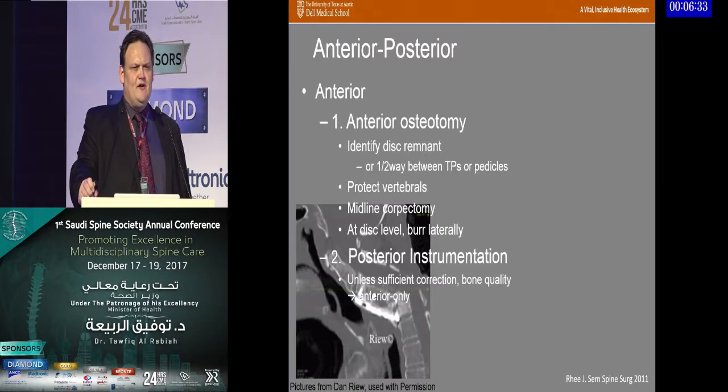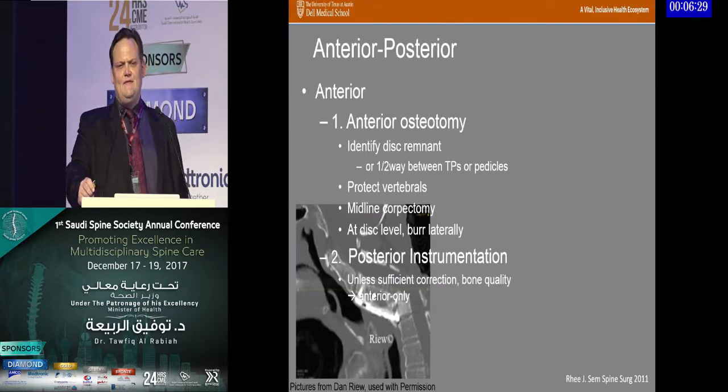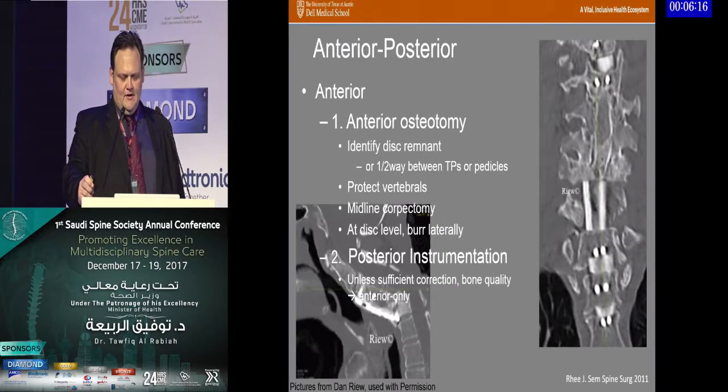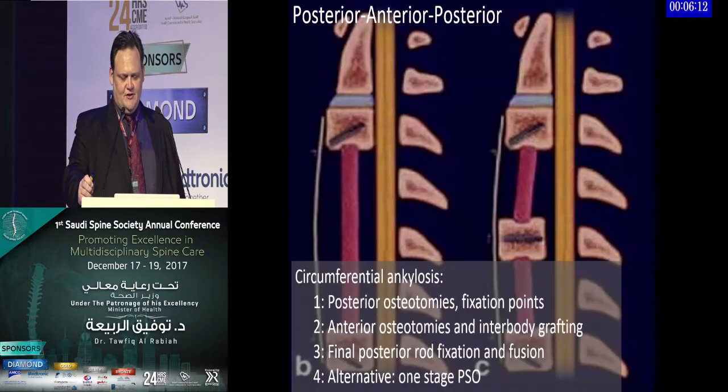The critical issue here is to take a Verbiest approach between the longus colli and capitis, and identify the vertebrals. The Penfield 4 placed between the vertebral body and the vertebral artery gives you a nice protection to then burr through the disc remnant and osteotomize the anterior column. And here you can see another case where osteotomy has been performed with significant correction achieved.